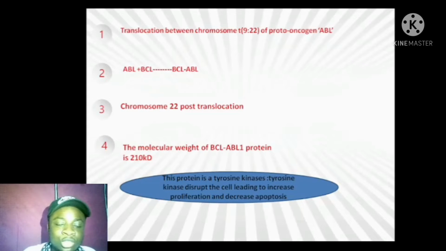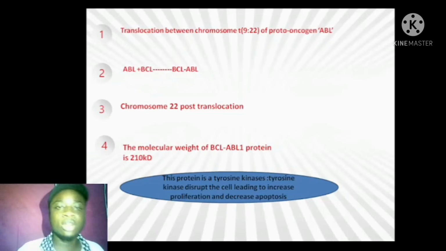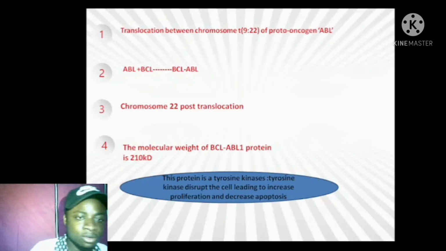So no wonder they treat patients with chronic myeloid leukemia with tyrosine kinase inhibitors. Because in that case you are trying to inhibit this tyrosine kinase protein, so that proliferation will decrease and apoptosis will increase. Very, very important. I have spoken a lot, but the bottom line here is that in chronic myeloid leukemia, one that is common is the Philadelphia positive chromosome.